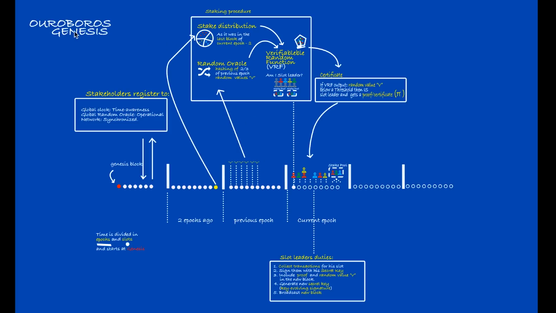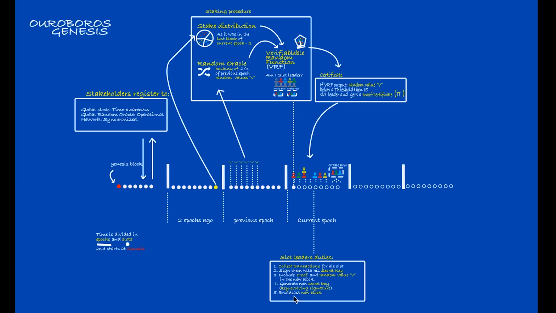And this is why the Ouroboros protocols are named like that, Ouroboros. If you remember, Ouroboros is the snake that eats its own tail, so that feeds itself. So this is why this mechanism resembles that Ouroboros, because it feeds itself with new randomness at every new epoch.